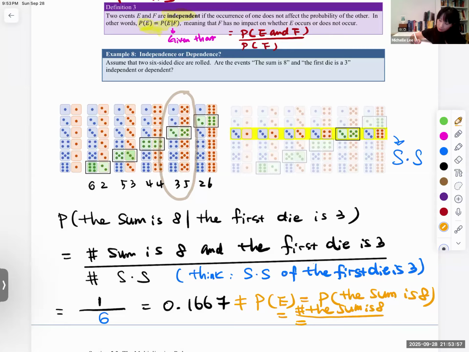Divided by the number of sample space. So, sample space, oh, we have 2 dice, right? So 36. We had the experience before, right? The sum is 8. So how many do we have? 1, 2, 3, 4, 5 here. That is that part, right? So 5. So what do you get? This is 0.1389.